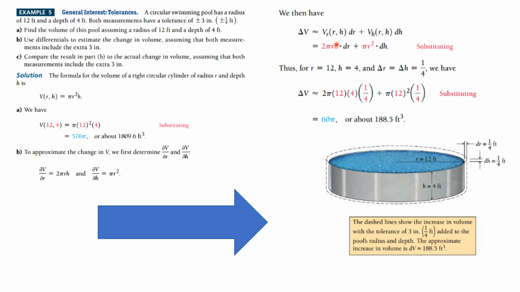Delta V is approximately this partial times dr plus this partial times dh. If we put r to be 12, h to be 4, and delta r and delta h both 1/4 foot, then we find that delta V is approximately, when we substitute in, 60 pi. That's the exact answer, or if you use your calculator, you get this. This is very similar to problems that I've asked before, so make sure you understand that and can follow these calculations.